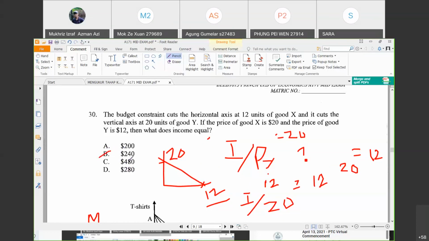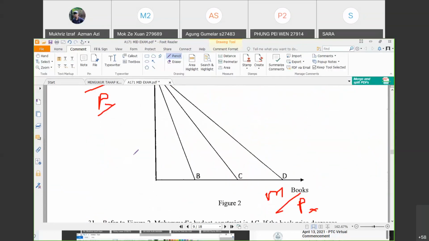It should be B. B or C? It is the simple mathematical formula I showed just now: I over PX, I over PY. If this is 20, then the price of Y is 12. So 12 multiplied by 20, you get 240 also. Same. So it should be B.